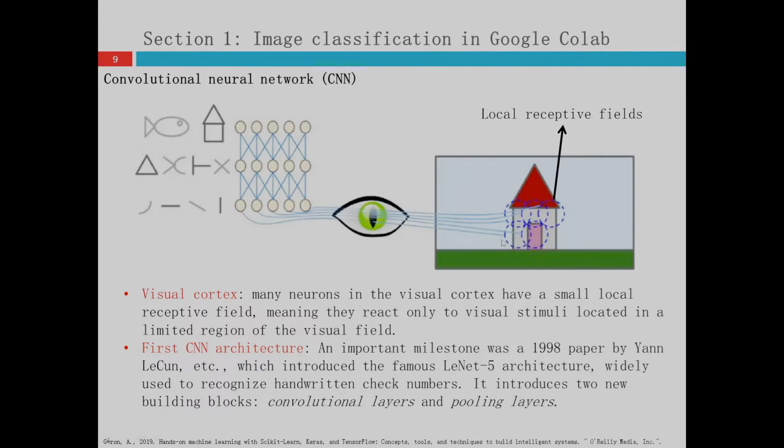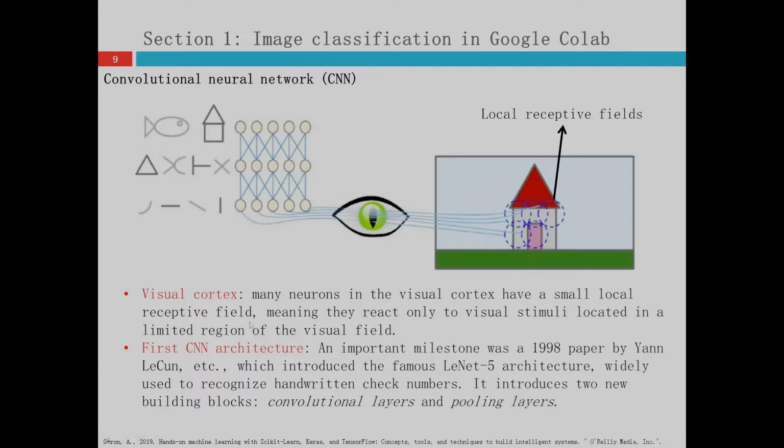So at first, what is a convolutional neural network, or CNN? This definition is adapted from the visual cortex. It means many neurons in the visual cortex have small local receptive fields, meaning they react only to visual stimuli located in a limited region of the visual field. If you look at this figure, five of the neurons get information from the local receptive fields and process that information layer by layer and finally know what substance it is in your mind. CNN in machine learning evolved from this idea.